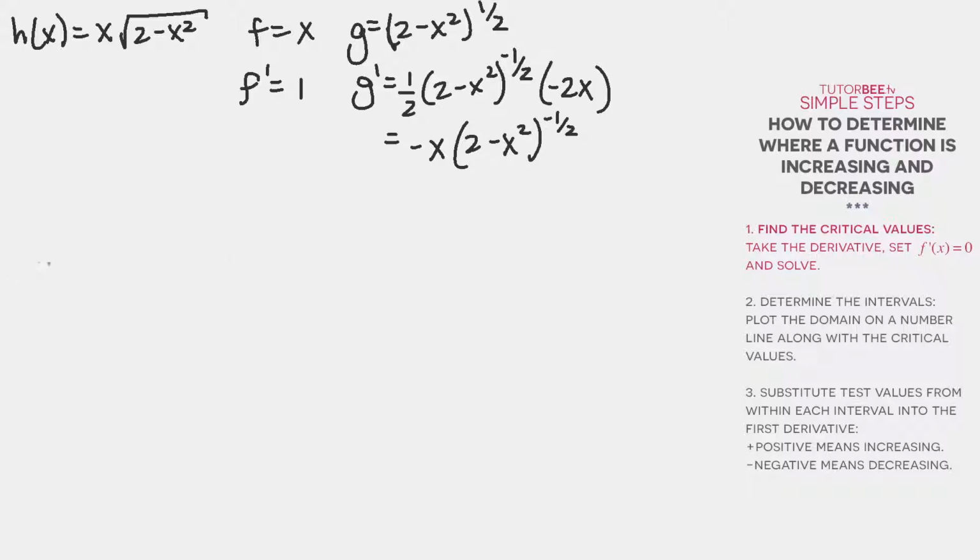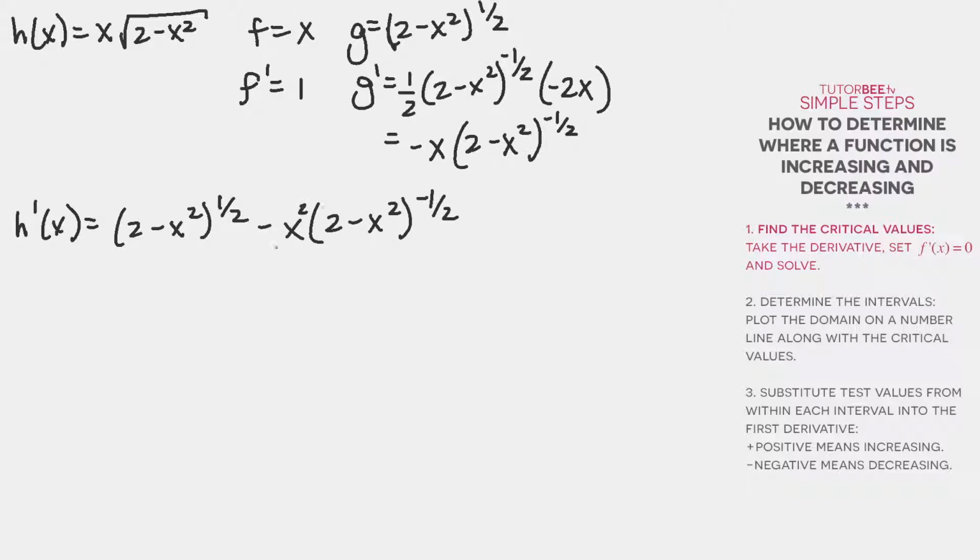Okay, now h prime is going to be f prime times g, so 1 times 2 minus x squared to the 1 half, plus g prime times f, so minus x times 2 minus x squared to the negative 1 half. That's g prime, and when I multiply it by f, I'm just going to make this x squared out front. Both of these terms are already cleaned up as nicely as you can, so now I'll move on to factoring.